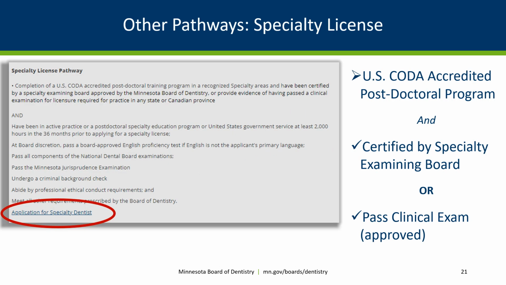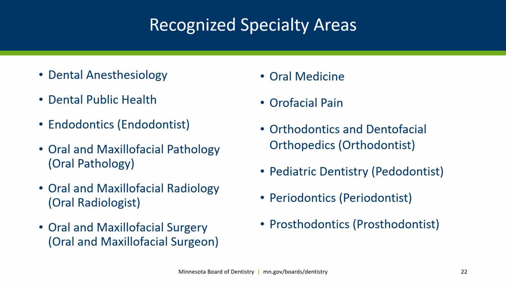A second pathway option would be a specialty license. For this, you would need to have completed a U.S. CODA accredited postdoctoral program in a recognized specialty area. Those will be listed on the next slide. And either have been certified by a specialty examining board or passed the clinical exam approved by the Minnesota Board of Dentistry. These are the areas recognized for a specialty license.